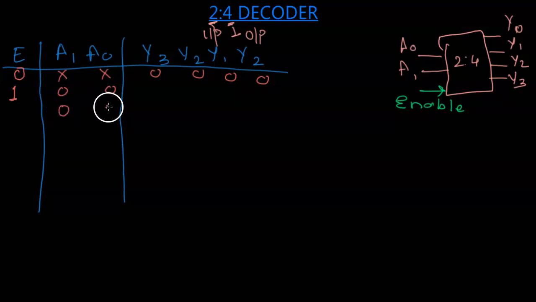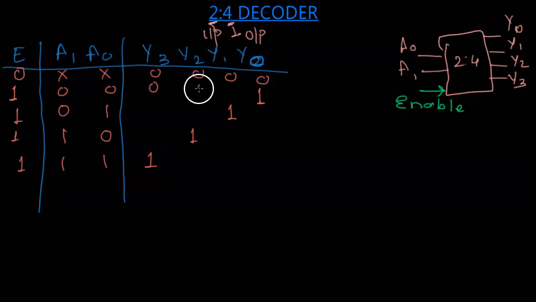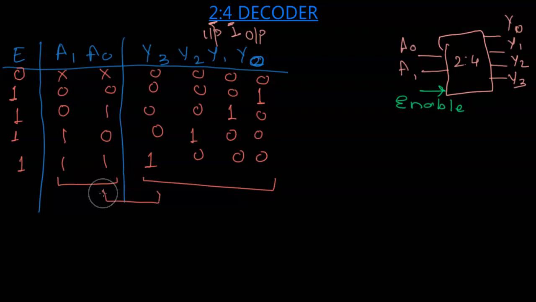So we can have 4 combinations because we have 2 inputs. In all of these cases, my enable is 1. Now, for the very first combination of input 0, 0, we have only Y0 as 1. Now, in the next case, we have 0, 1 and Y1 is 1. At 1, 0, Y2 is 1. At 1, 1, Y3 is 1. And the rest of the outputs are 0. So there we have it. So basically we can see that this is decoding my inputs. So if my input is 1, 1, the output we get is 1, 0, 0, 0. So it basically decodes 1, 1 to 1, 0, 0, 0.